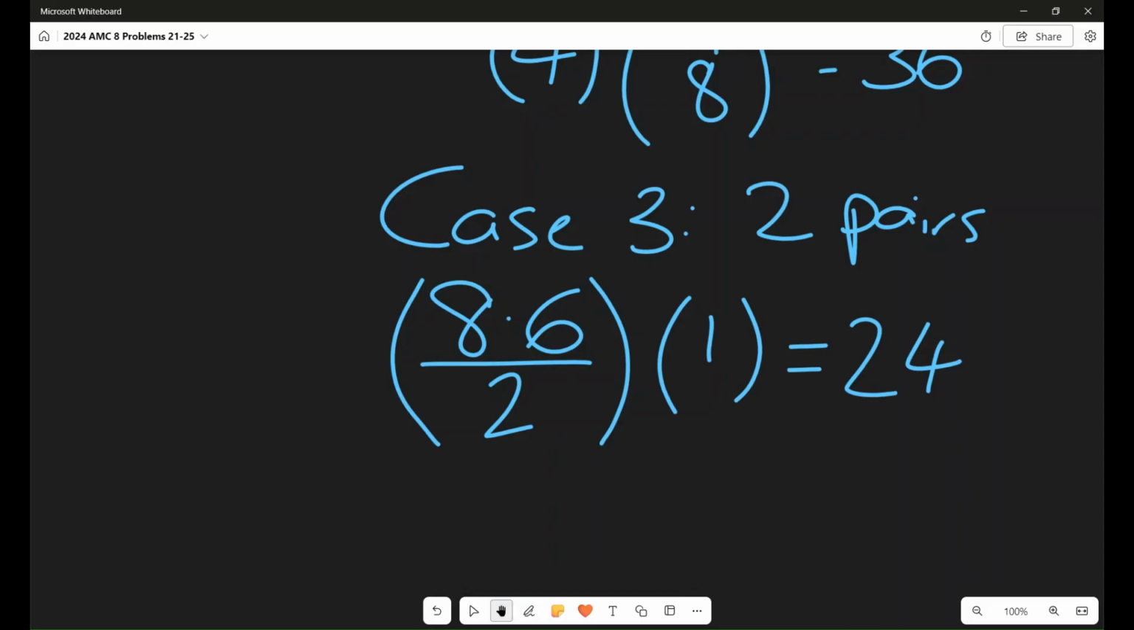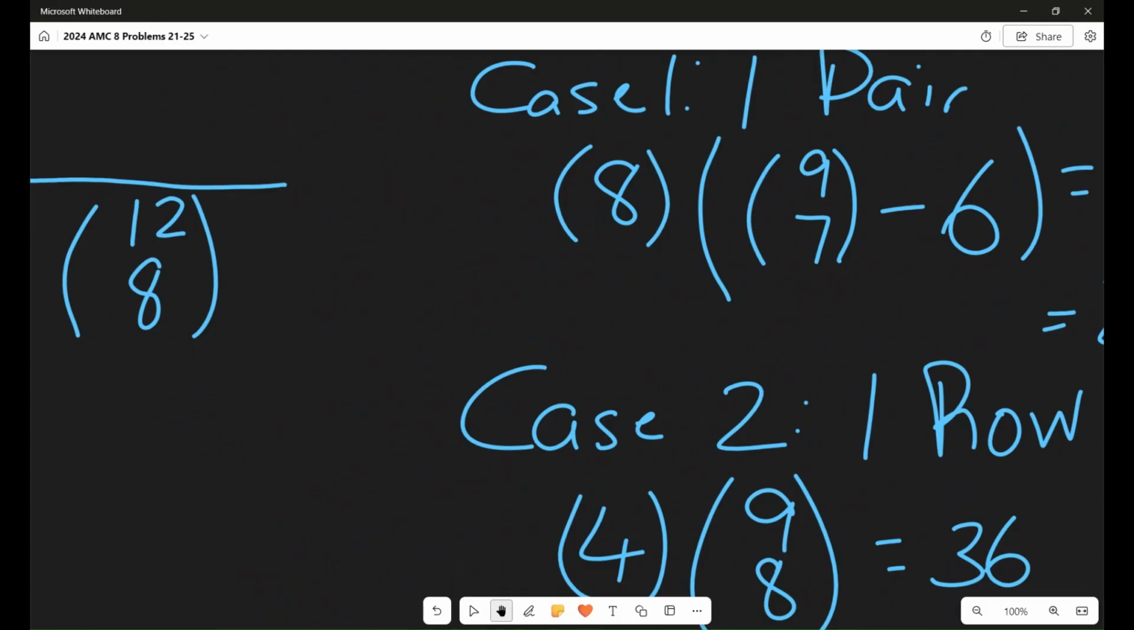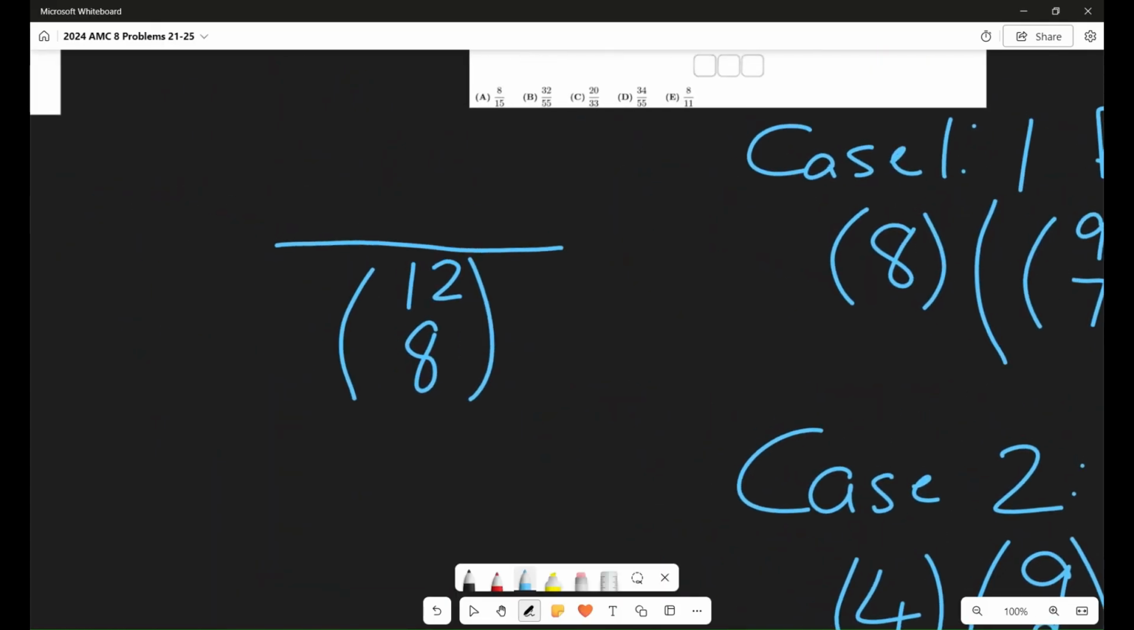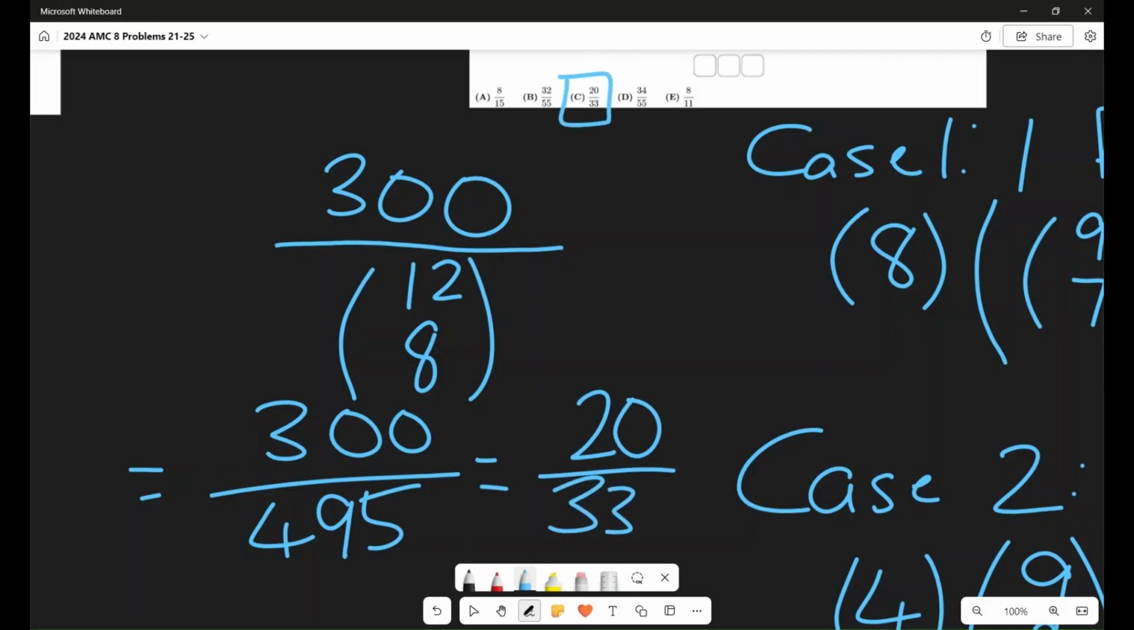Now, 24 plus 36 plus 240, that comes out to 300. Now, 12 choose 8 comes out to 495. The numerator and the denominator are both divisible by 15, giving us a final answer of 20 over 33. And we're done.